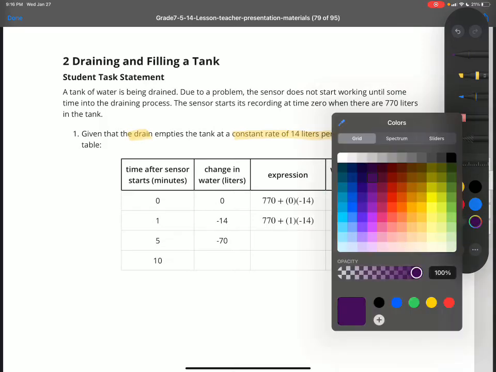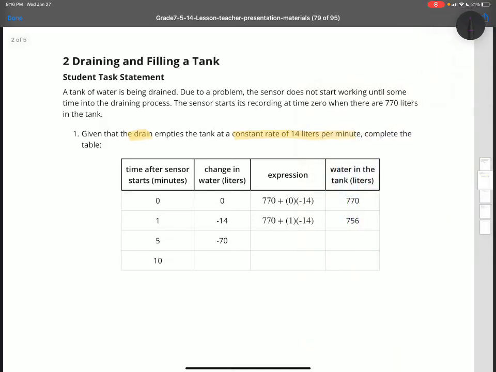Okay, now let's look at the table. So when I study the table, I see that it gives us a time in the first column, the change, the expression to help us calculate the change, and the water that's left over, which is the water that's in the tank. All right, so if I follow the same pattern, I see 770 plus the time is 5 times, and then the constant rate will be negative 14.